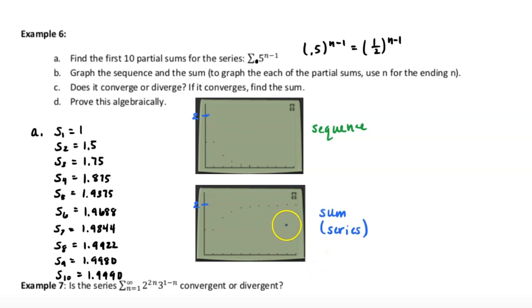All right. What this tells me is that my individual values are getting smaller and smaller as n increases. I know that if I have 1/2 and I'm raising it to the power of n minus 1, as n gets really large, this denominator is going to get really small. And I know that this sequence converges, but let's find out if the sum converges. So this is part B.